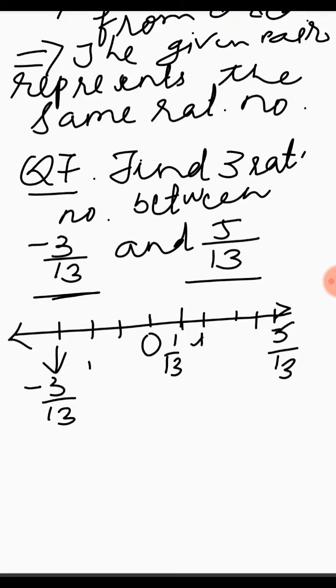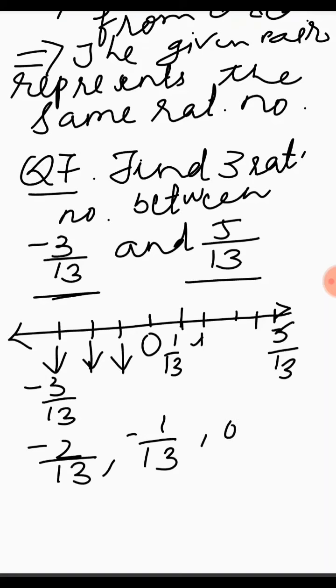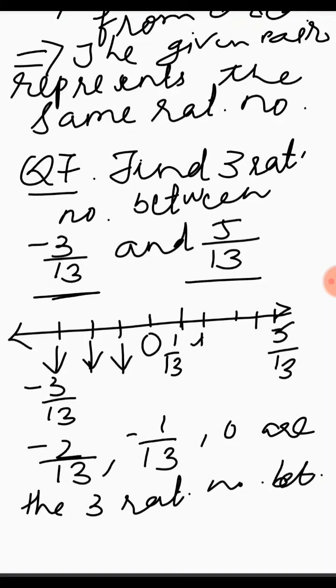So you know, children, this one is which one? Minus 2 by 13. After that, this one is which one? Minus 1 by 13, and this one is 0. So our three rational numbers are done. So this and this are the three rational numbers between minus 3 by 13 and 5 by 13. Okay, so in this way you can find any three rational numbers between the given rational numbers. The condition is that the denominator should be the same.